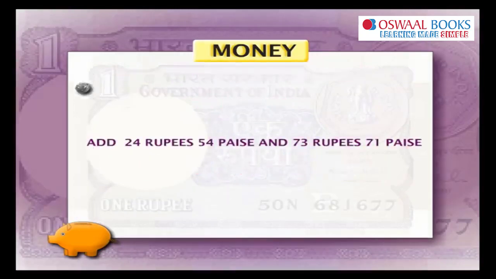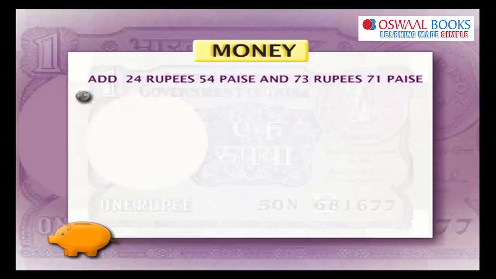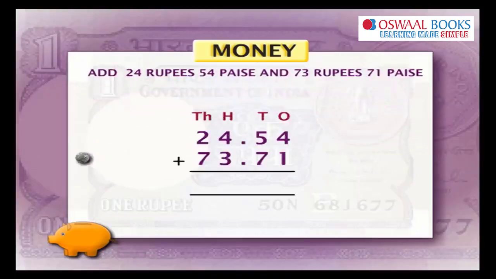Example 2. Add 24 rupees and 54 paise and 73 rupees and 71 paise. Arrange them in column. Do addition as we generally do the numbers. Add ones column first. 4 plus 1 is equal to 5. Write 5 below the ones column. Add tens column next. 5 plus 7 is equal to 12. Write 2 below the tens column and carry over 1 to the hundreds column.